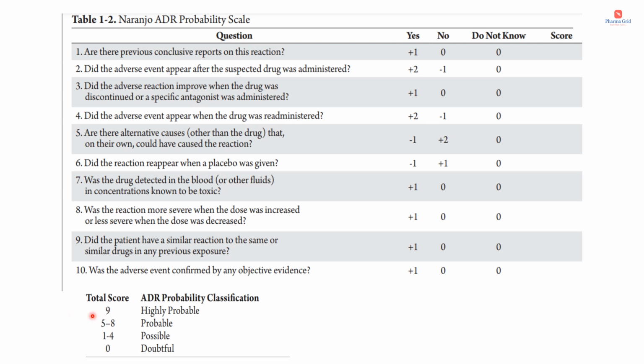If the total score is 9 or more, then the ADR probability classification will be highly probable. If the score is between 5 and 8, then it is probable. If the score is within 1 to 4, it is possible. And if the score is 0, doubtful. So this is how we can calculate the causality assessment using the Naranjo ADR probability scale.